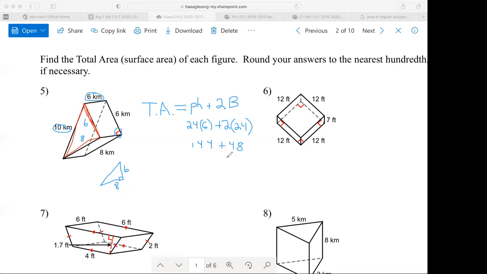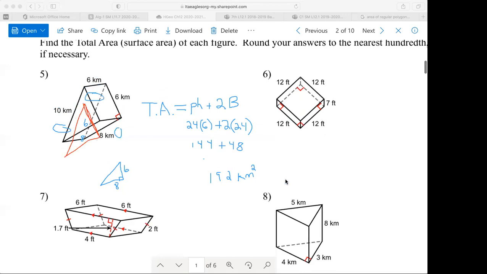Can we do that math quickly in our head? 8 plus 4 is 12. Carry 1. 4 plus 4 is 8. Plus 1 is 9. I'm getting 192. It's an area again, so it will be kilometers squared. That seemed like a lot of work, and it was. There will be 2 of these. All right, I got 192.